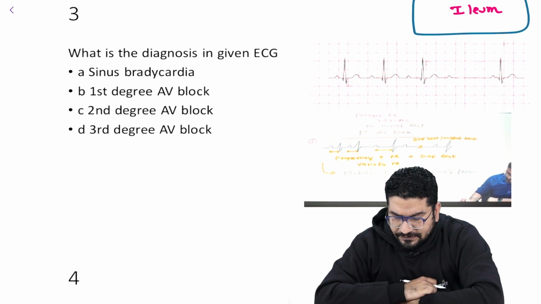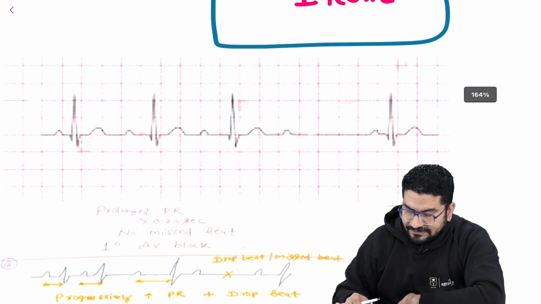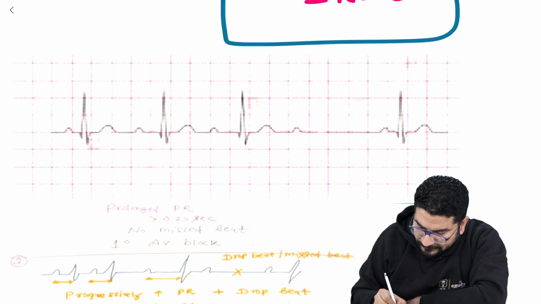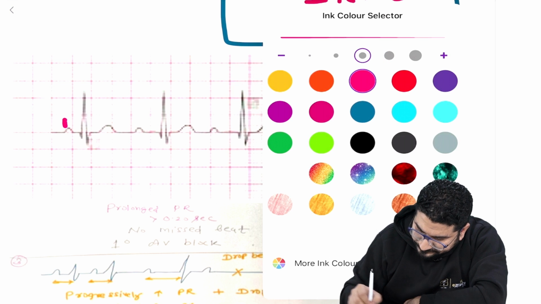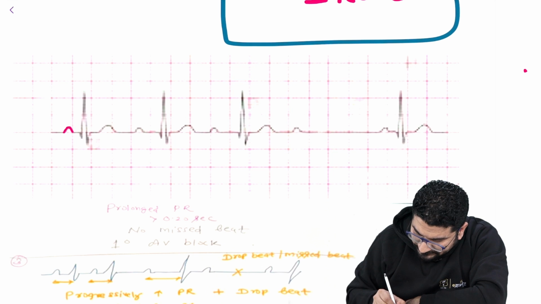Okay, then this was the question. What is the diagnosis in the given ECG? So let us first see this ECG. What you can see by looking at this ECG, the first thing which will come in my brain is the P wave. So let me first label the P wave. This is the P wave, so I can draw this as P wave.